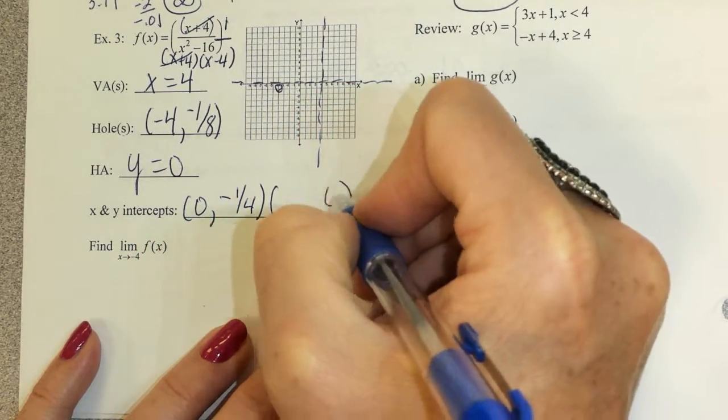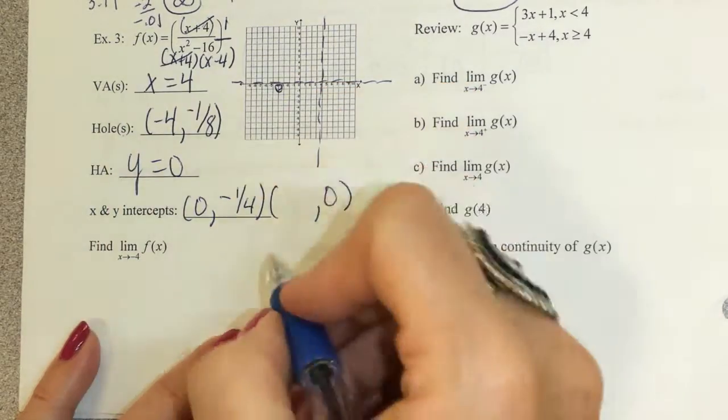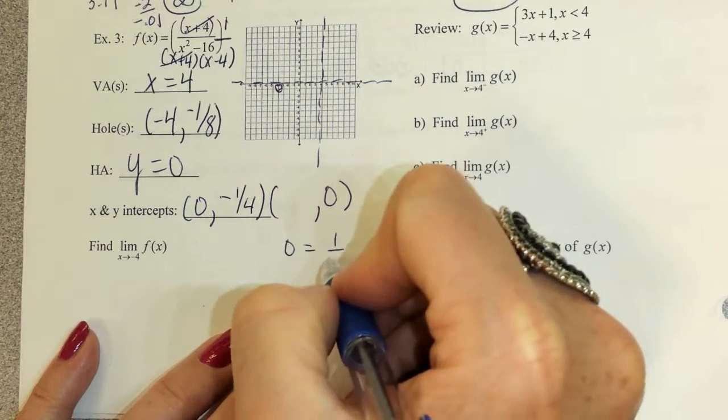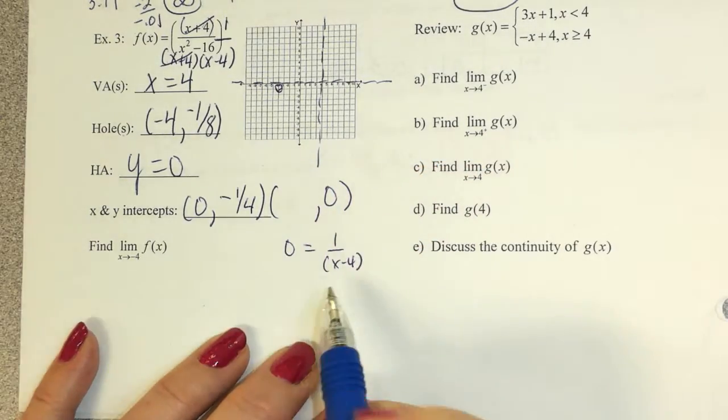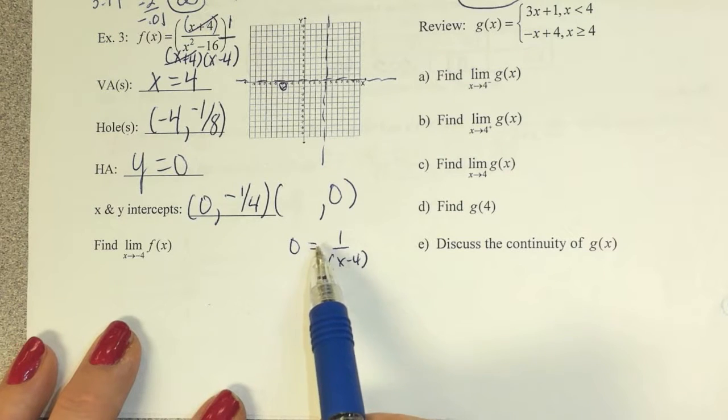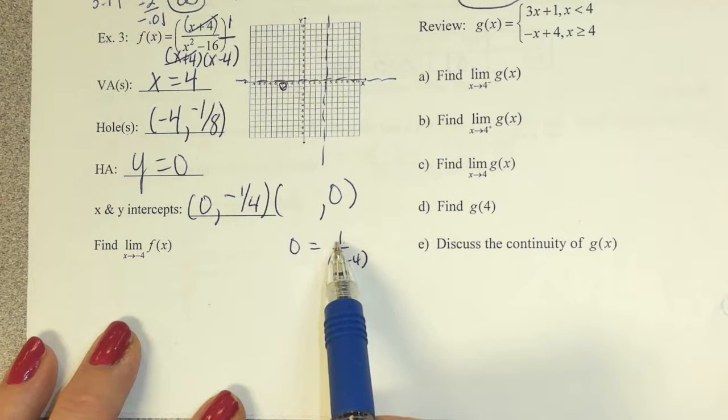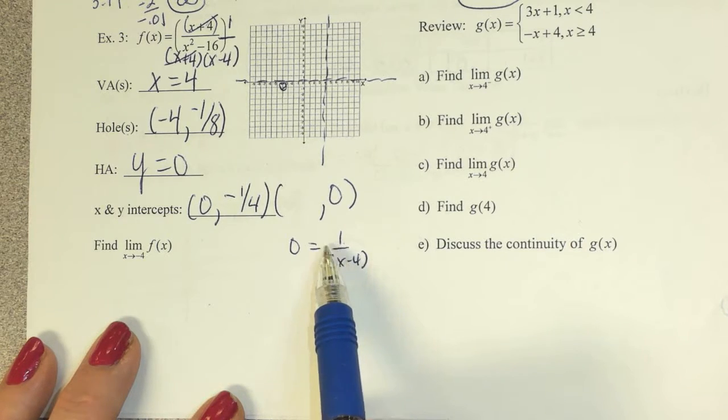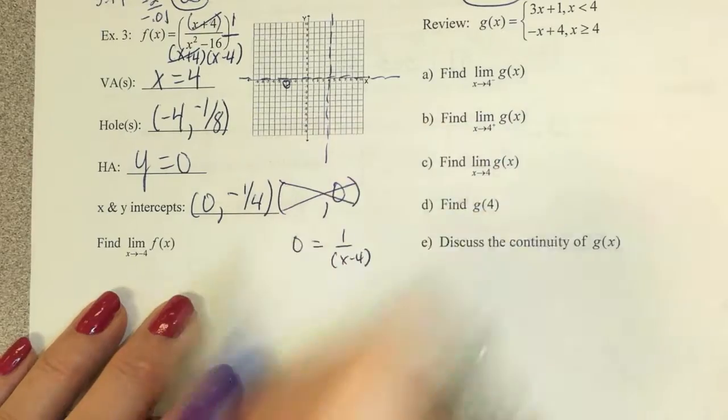And then I'm going to have to set y equal to 0, and I'm going to use the factored version, because very quickly I can see this, guys. Really, all you have to look at is, does the top ever equal 0? Is it possible for the top to ever be 0? No. So I have no x-intercepts.